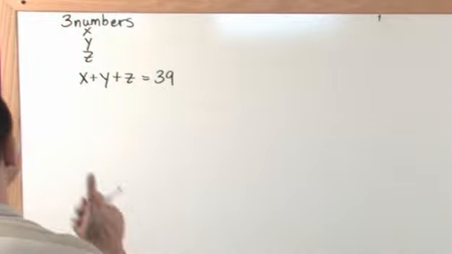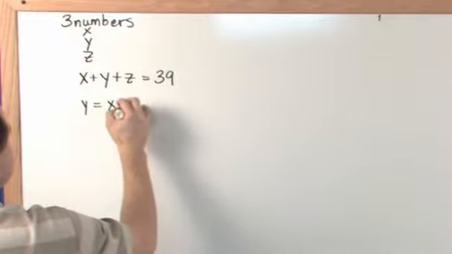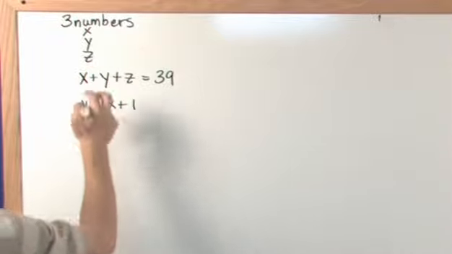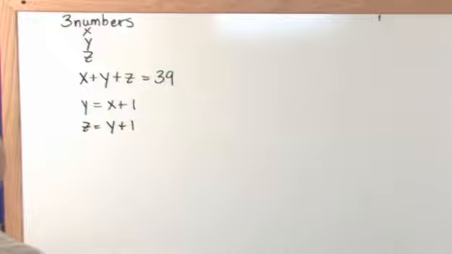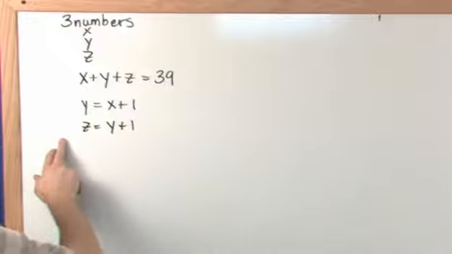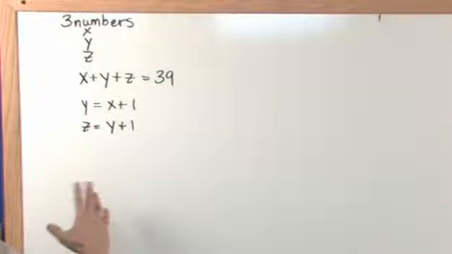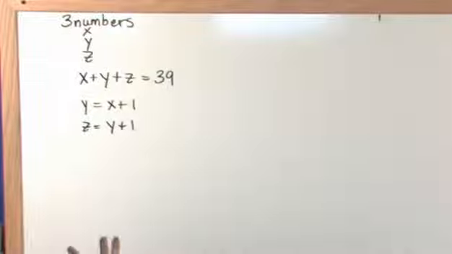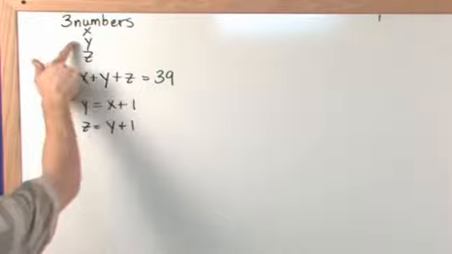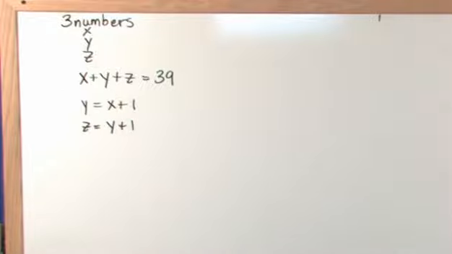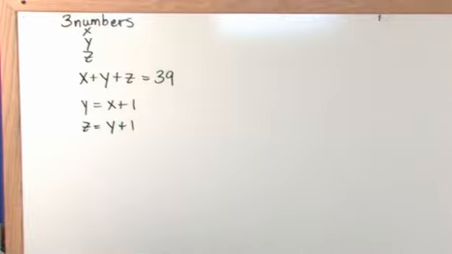Consecutive must mean that y, which is this number here, is equal to x plus 1. And consecutive must also mean that z is equal to y plus 1. So you see, now I have three equations and three unknowns, which I can solve. The three numbers must add up to 39, and the numbers are consecutive. You use your knowledge of what the word consecutive means to figure out that y must be equal to x plus 1, and z must be equal to y plus 1. So let's go ahead and plug this in. Let's plug in our value for y, and let's plug in our value for z.